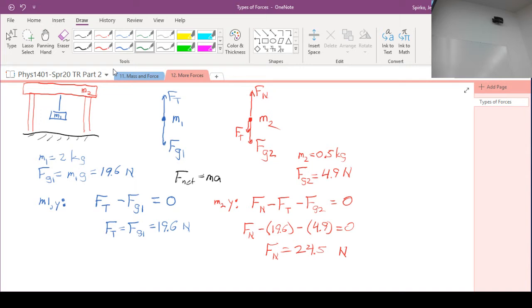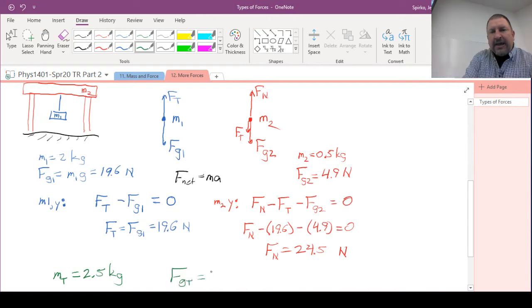And then what does the normal force do? Well, the normal force has to hold up everything. One thing that I think is interesting is M total is 2.5 kilograms. That is, if I add up the two masses, and Fg total is 2.5 times 9.8, which is 24.5 newtons.